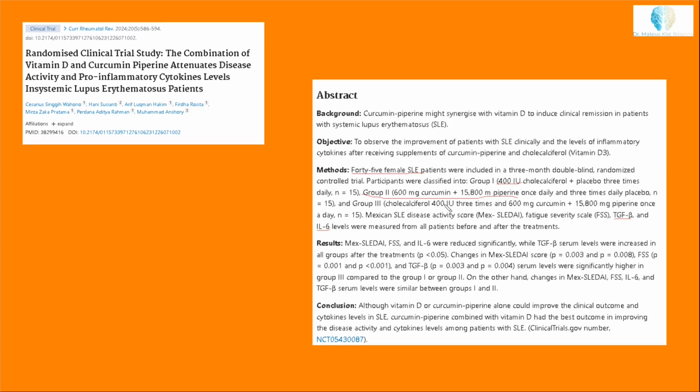So when you see an increase in TGF beta, it means that the body is trying to control the inflammatory process. And what they saw in this study was that all groups actually had a benefit. But the curcumin and piperine plus vitamin D group had the most benefit, including lupus disease activity, reduction in fatigue, reduction in interleukin 6, and increase in TGF beta. So, even though all patients improved somewhat, the group that received both interventions had the best improvement compared to the other two.